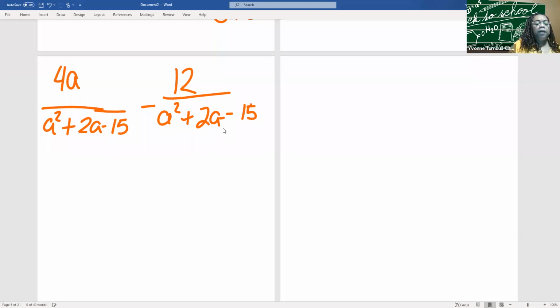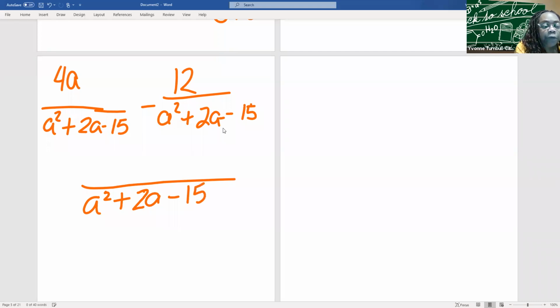Now, that looks kind of tricky, doesn't it? But what did we say earlier up in the lesson? If the denominator is the same, you can combine the numerators. The denominators are the same. Okay, it's a trinomial, but they are the same. So my next step said to write one denominator, a squared plus 2a minus 15. Write one numerator.